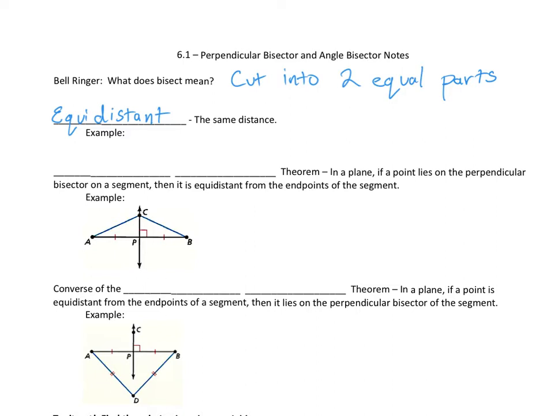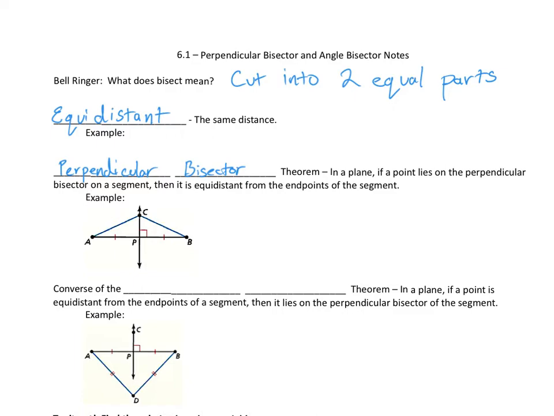Our theorem: in a plane, if a point lies on a perpendicular bisector of a segment, then it is equidistant from the endpoints of the segment. This is our perpendicular bisector theorem. So it says that if a point lies on the perpendicular bisector of a segment, meaning line segment, then it is equidistant from the ends of that line segment.